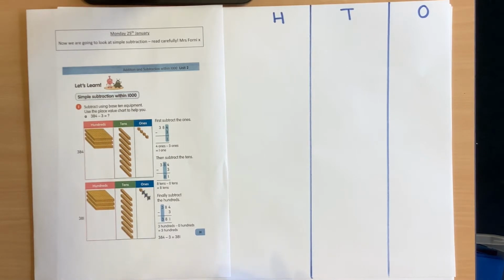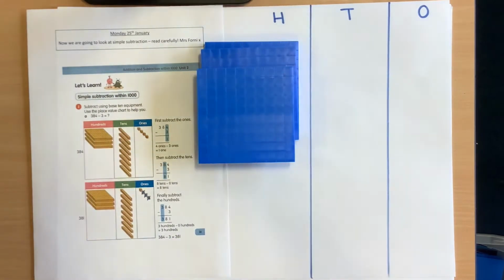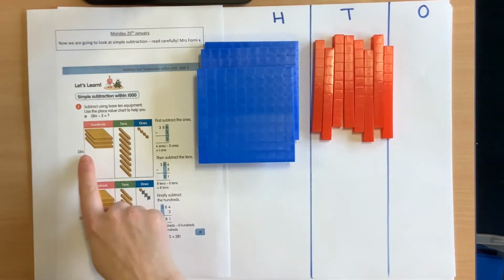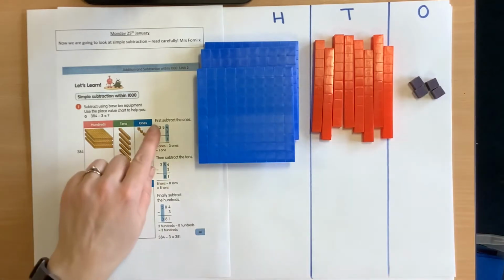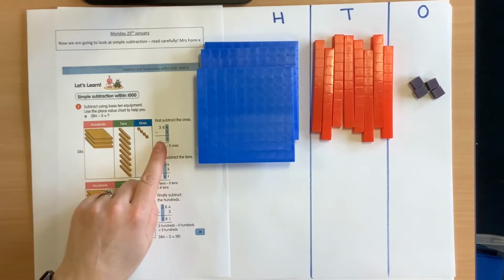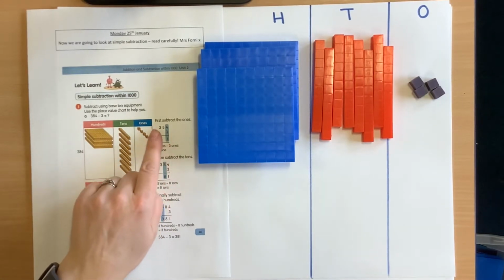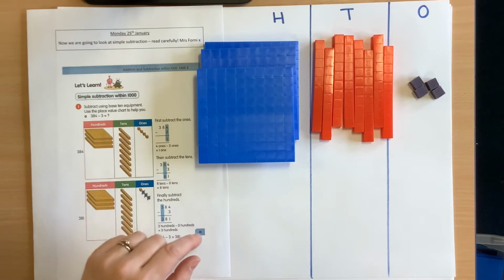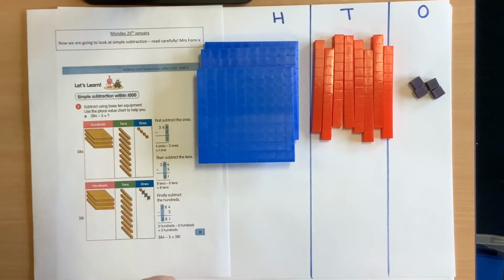384 take away 3. First of all, let's build our number. Our number's 300, so we've got 300s. 80, which is 8 tens, and 4, which is 4 ones. Okay, so let's have a look at what it looks like written down. We line the digits up, so we've got the hundreds, then the tens, and then the ones. 384, and then what we're going to do is take away 3 ones, because the calculation is take away 3.